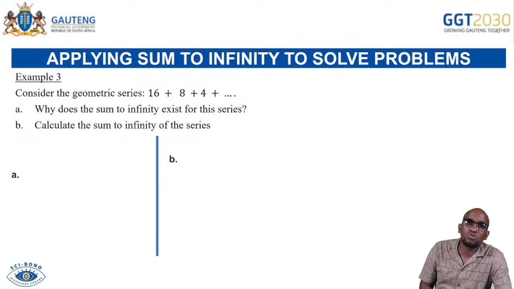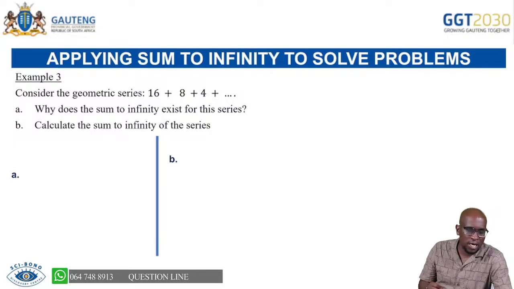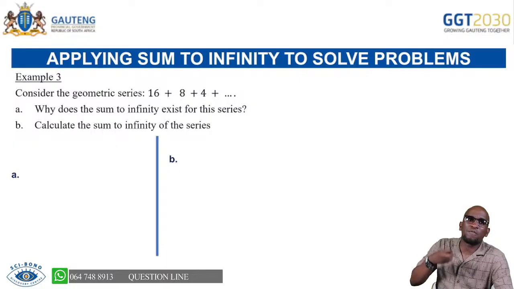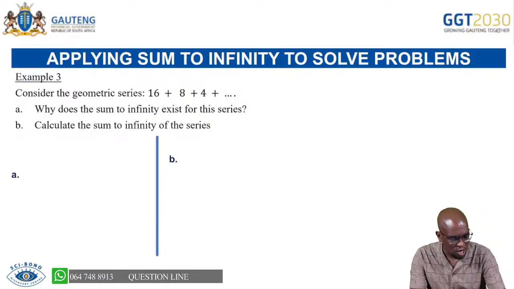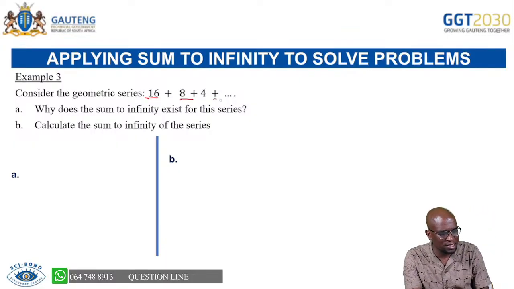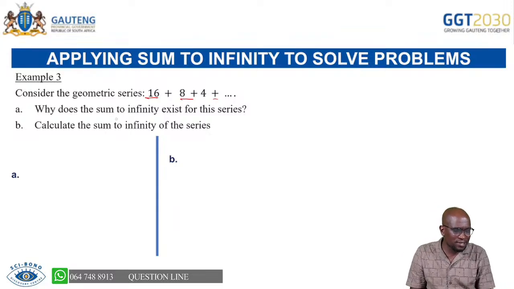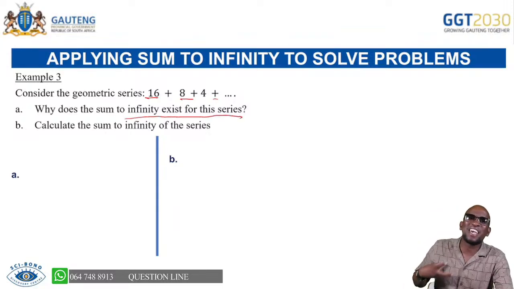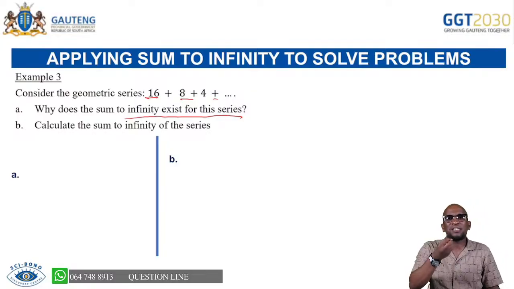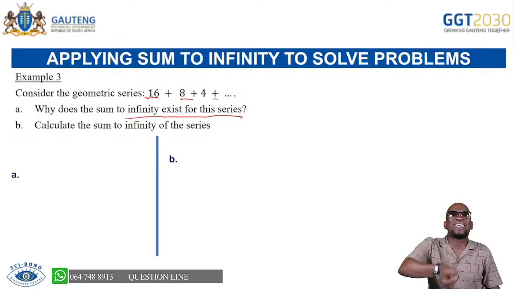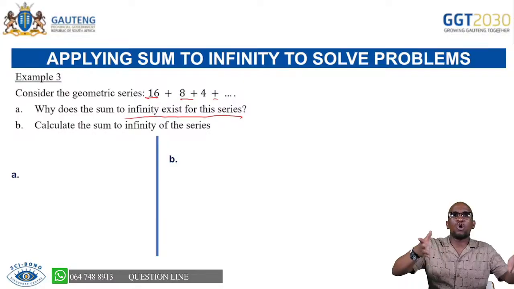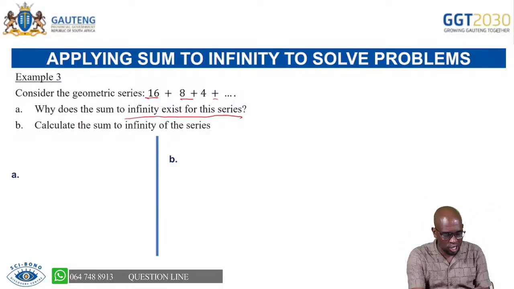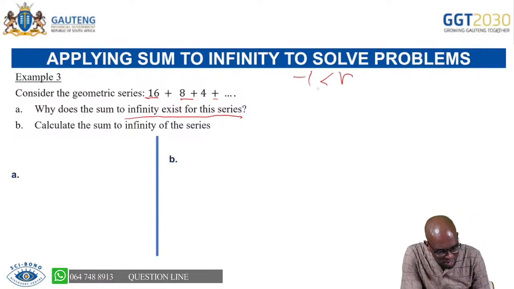Applying the sum to infinity to solve problems, I have an example here that I want us to go through together. We are using the concept of convergence and the sum to infinity. Consider this geometric series 16, 8, and 4. Why does the sum to infinity of this series exist? Why do we say the sum to infinity exists? If they ask you such a question, you need to check the constant ratio, because it exists because the constant ratio is conforming to that condition. Remember, the constant ratio should meet this condition.